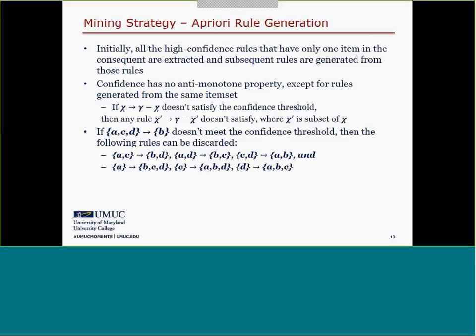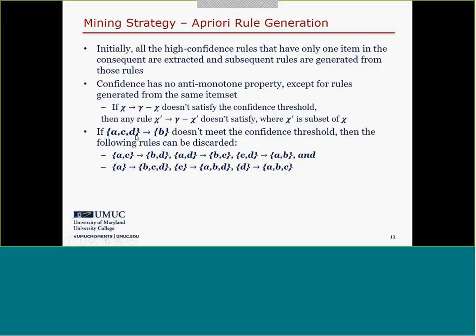That applies only for rules generated from the same item set. What I mean is, let's say you have a rule with items in X leading to an item. Once you discover the item set, you divide it into two to generate the if and the then part. So that means X leading to the difference between Y and X. If that doesn't satisfy the confidence threshold, which is the anti-monotone property of confidence, then the rule X prime leading to the difference of Y and X prime also does not satisfy, given that X prime is a subset of X. It's easier to explain in an example.